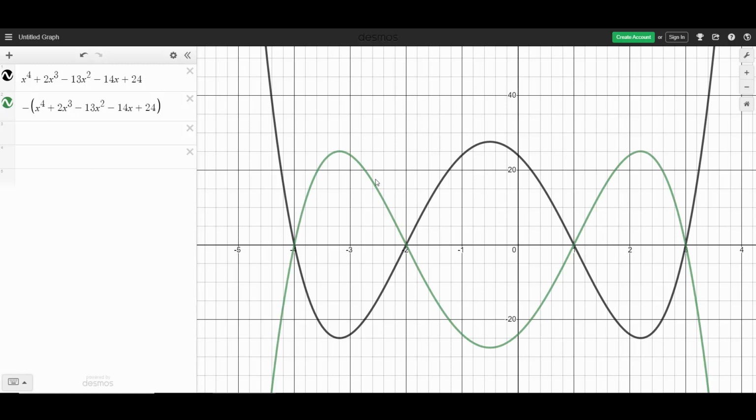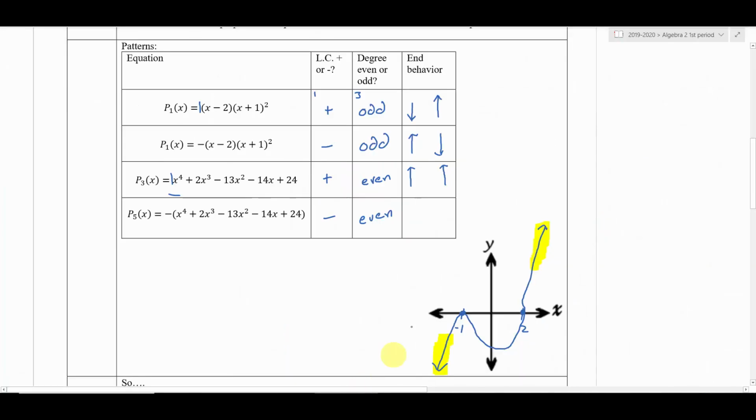That's with the negative, and you'll see, again, we get a reflection over the x-axis, right? So as I go to the left, the green function is going down. And as I go to the right, the green function is going down. Okay, so we end up with a down, down polynomial. Bunch of squiggly stuff in the middle, but the ends are both going down.